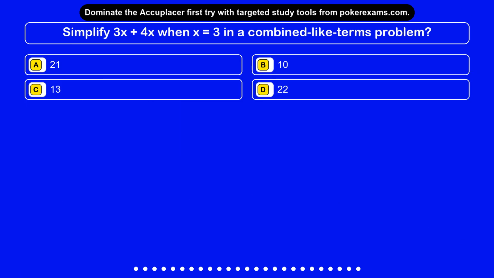Question 7. Simplify 3x plus 4x when x equals 3 in a combined like terms problem. Option A, 21. Option B, 10. Option C, 13. Option D, 22.